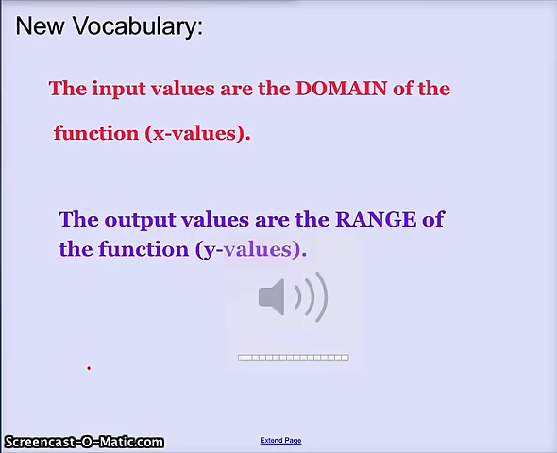Today we will talk about functions. The input values are the domain of the function. This is basically what you used to say is the input or your x values. The output values are now being called the range of the function. So this is the same thing as when you used to say the output of a function or the y values on your function table.